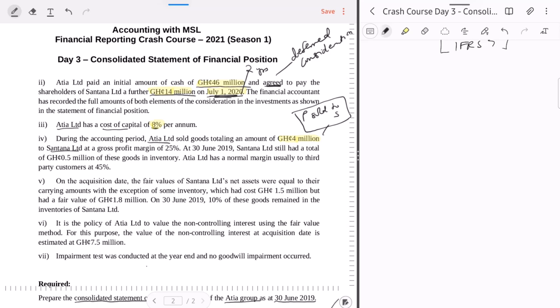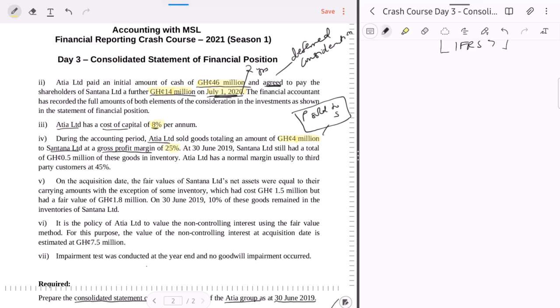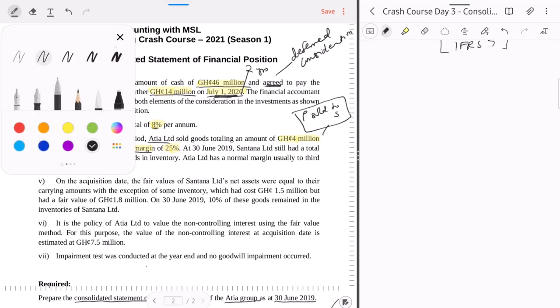And they said it has a gross profit margin of 25%. Please take note, this question could have said a markup. So there are two ways you could have this question, markup and margin. This is margin. When we get there, I'll show you how you would have treated it if it was a markup, so that you are covered if both cases arise. Okay, what else have they told us here?